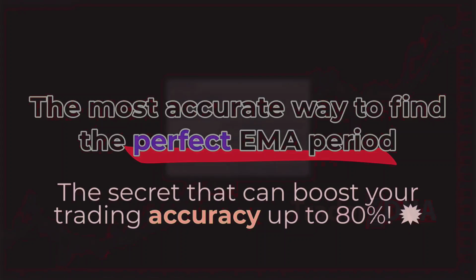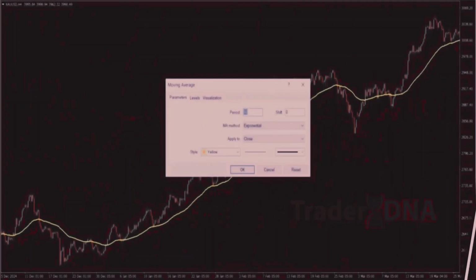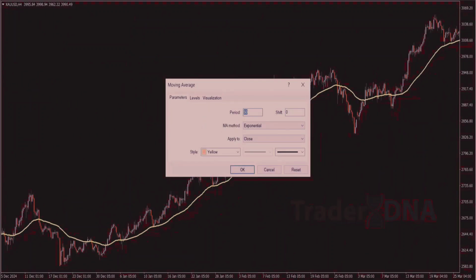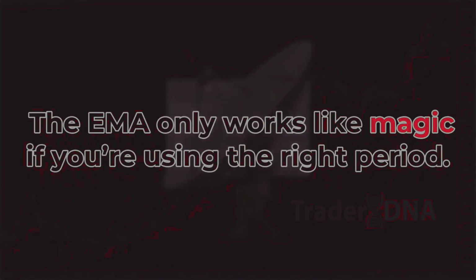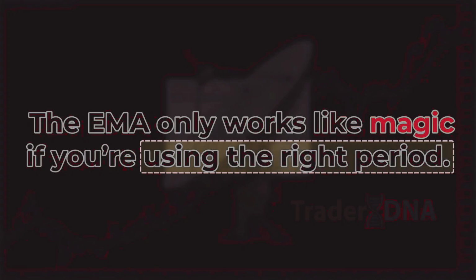Now, listen carefully. The exponential moving average, or EMA, is hands down one of the simplest yet most powerful tools in trading. It's like a radar for price movement. It helps you spot the trend, identify potential reversals, and know exactly where the market is heading. But here's the catch. The EMA only works like magic if you're using the right period. And that's the part most traders completely mess up.